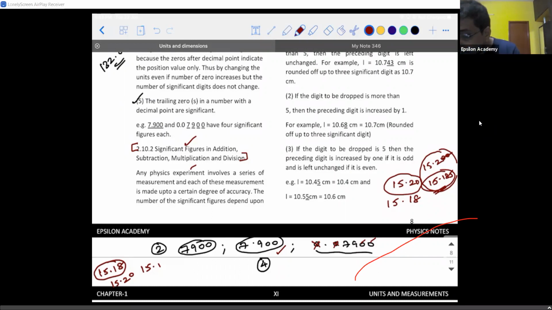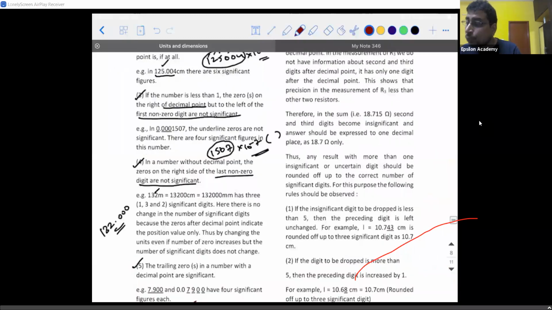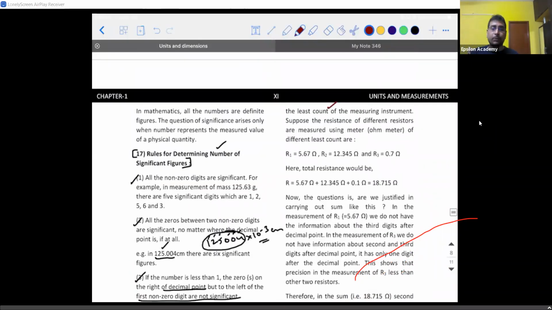So in that scenario, the number of significant figures depends on whom? On the least count of the measuring instrument, because significant figures is going to decide the precision of that particular experiment. And we know that precision is dependent on the least count of the measuring instrument. The smaller the least value you are able to measure, the more precise is your measuring device. Okay, let's take an example.